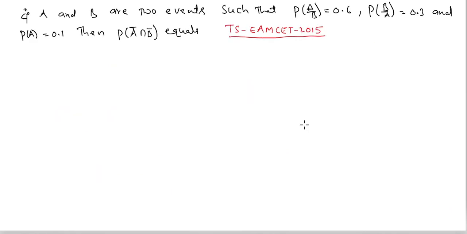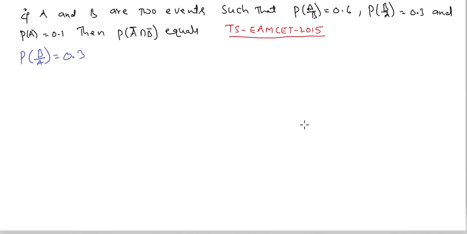If capital A and capital B are two events such that P of A by B is equal to 0.6, P of B by A is equal to 0.3 and P of A is equal to 0.1, then find the value of P of A bar intersection B bar equals to. TS EAMCET 2015 question. Here is given P of B by A is equal to 0.3.